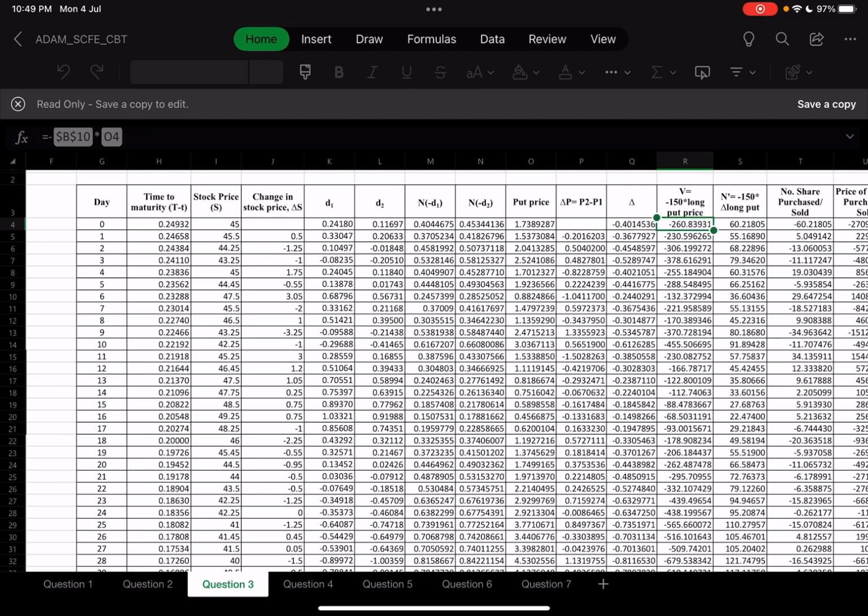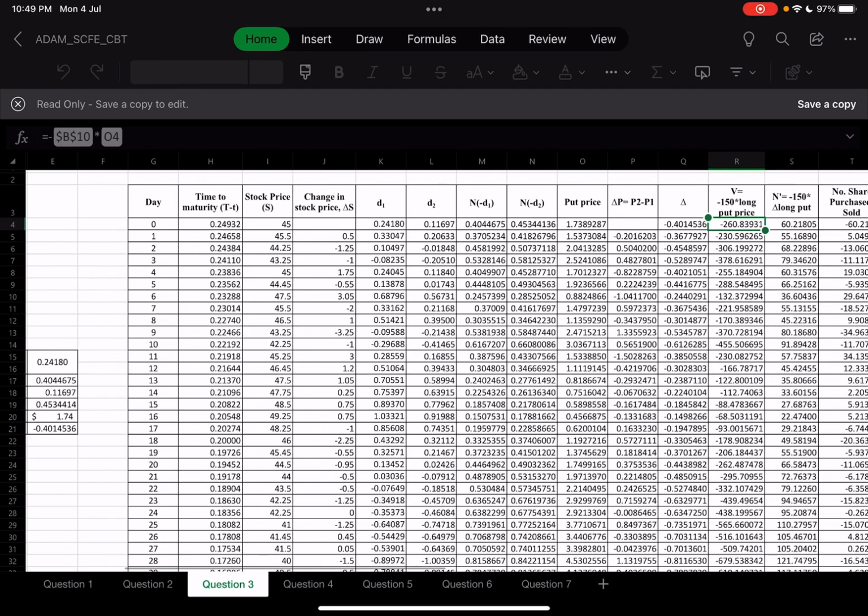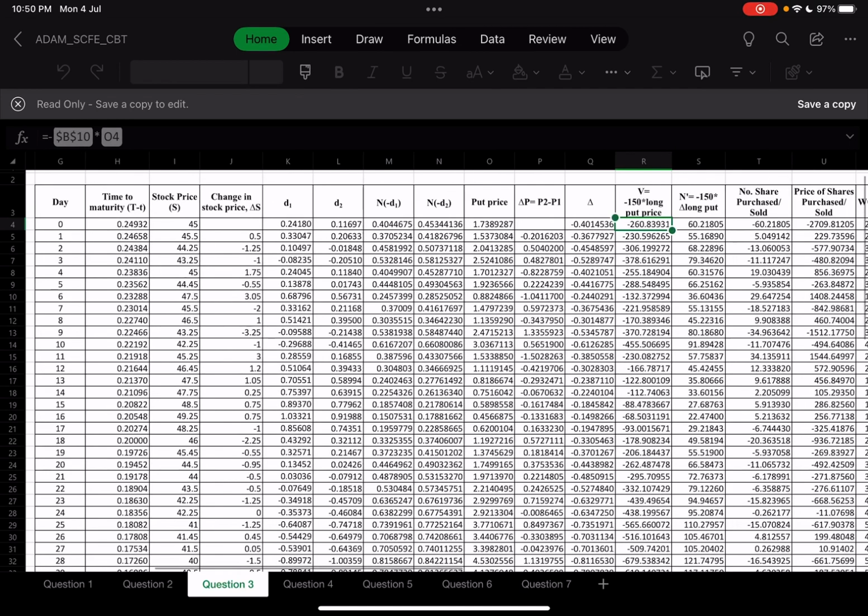The formula stated above is negative 150, representing the current stock price, multiplied by the put price calculated in row O. Next, we need to find the n prime, which is negative 150 times the delta of the long put. In doing that, 150 represents the stock price as mentioned earlier, and we will be using the delta calculated earlier in row Q.